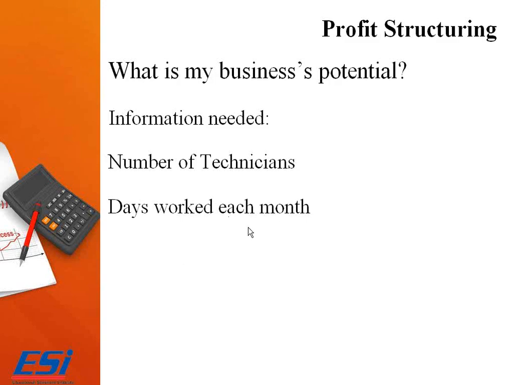The number of days we work each month. If you're open Saturdays or Sundays, factor that in. We're going to use a 5-day work week and an average of each month, but you can do it for each month. And then we need to know your percentage of parts to labor.